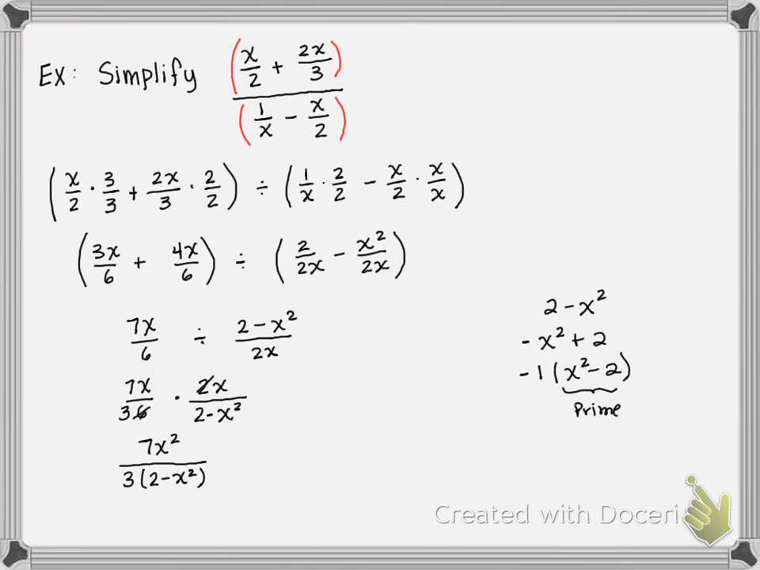So your answer could be 7x squared over -3 times x squared minus 2, depending on if you tried to factor in the denominator, and so you got that factor of -1. So either one of these would be acceptable. If you got that first one and didn't know off the top of your head that 2 minus x squared doesn't factor, then you'd go ahead and try to factor it and you'd end up with the second one. But either one is fine.